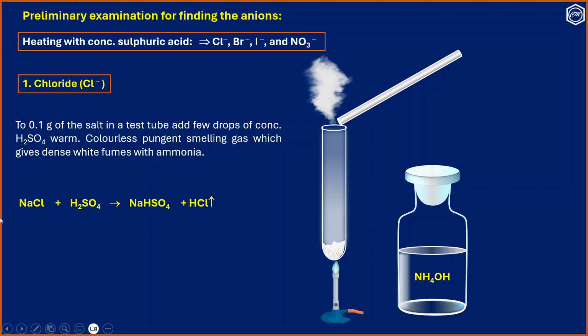Suppose that you are given sodium chloride. Sodium chloride reacts with the sulfuric acid and generates HCl gas. And when you show ammonium hydroxide containing ammonia, HCl and ammonia react together to give ammonium chloride. And this ammonium chloride vapor appears as thick white fumes.